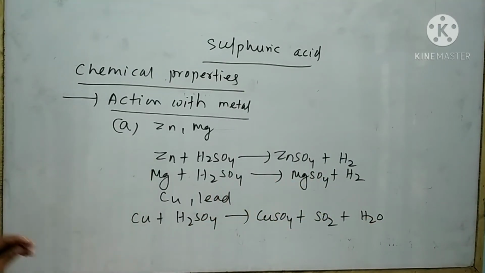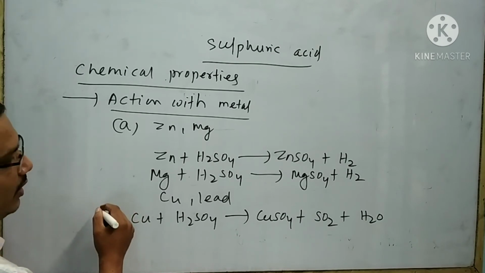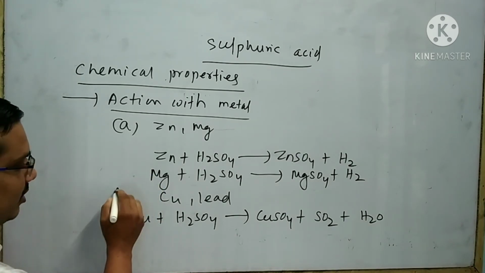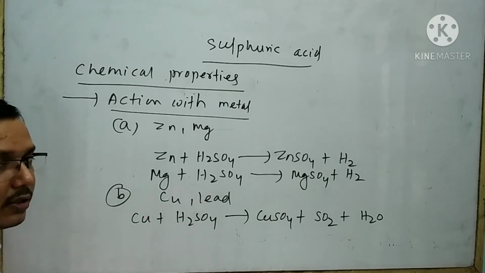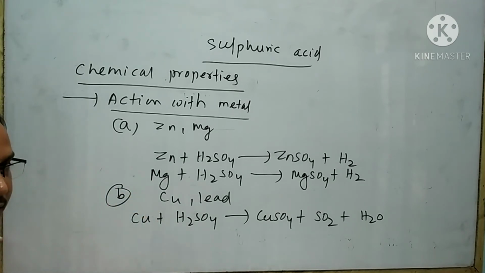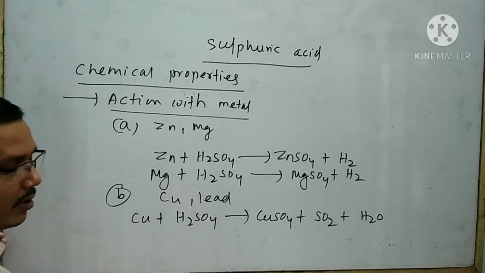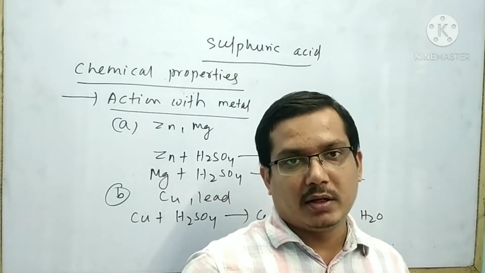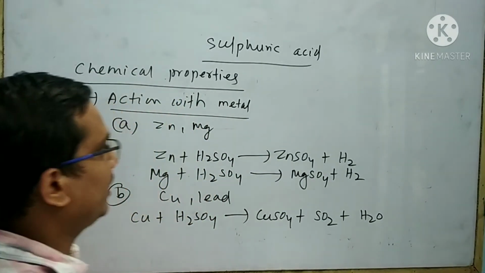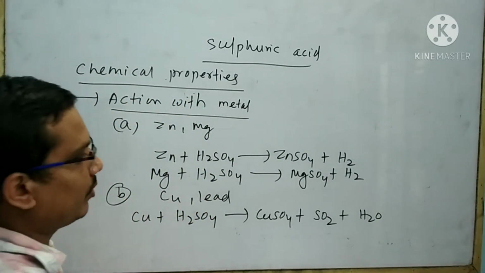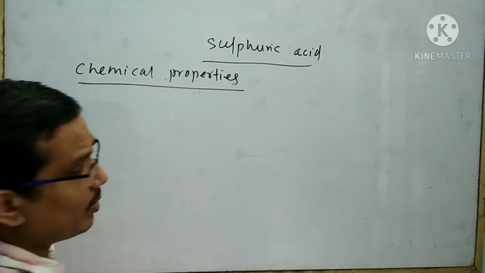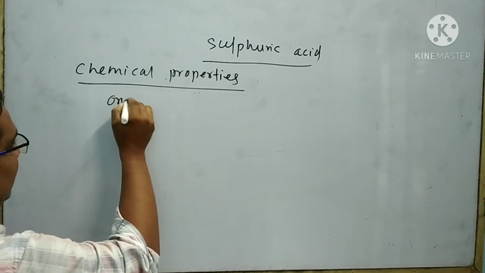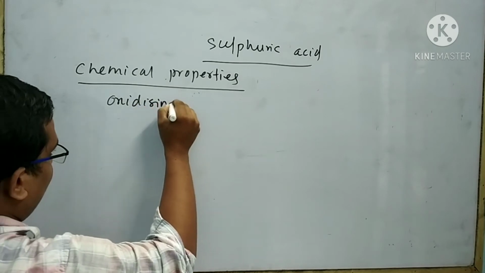These are the reactions related to highly active metals like zinc and magnesium. This is the reaction for a less reactive metal like copper. These are the reactions which clearly prove the acidic nature of H2SO4. Next I will explain how sulfuric acid acts as an oxidizing agent.